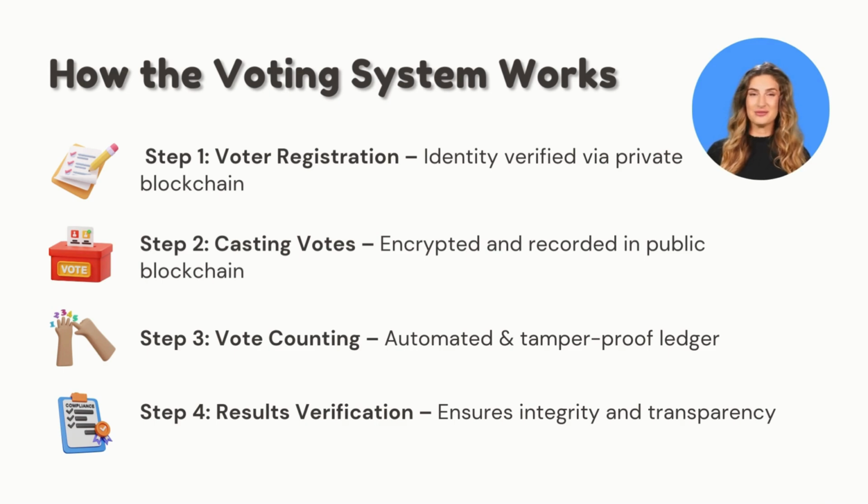Here's how it works. First, voters register, and their identities are verified on a private blockchain. When they cast their votes, encryption ensures security, and the vote is recorded on a public blockchain for transparency. Automated verification prevents tampering, ensuring a fair election process.